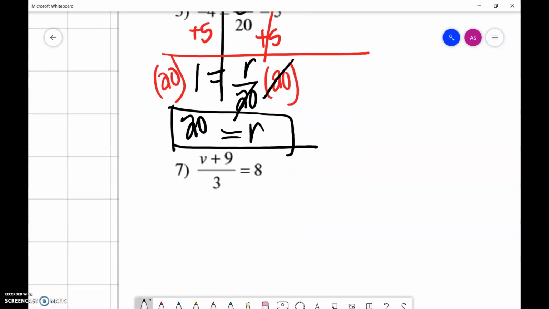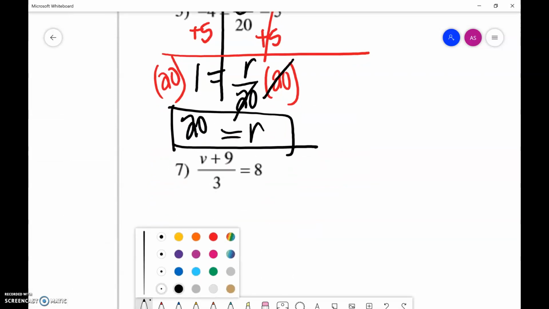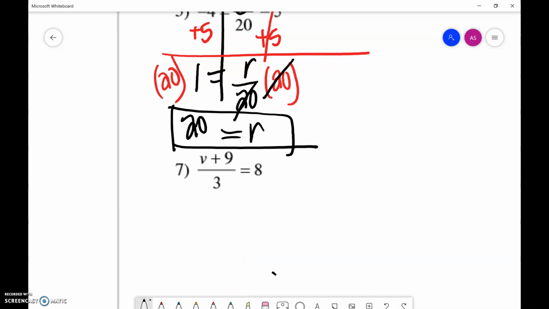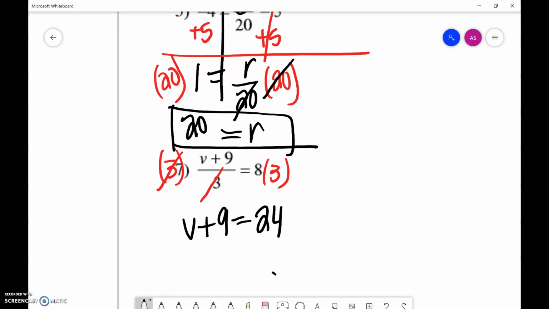All right, so this next problem looks a little fun, but it's not as bad as it looks, okay? You have a bigger fraction, but it's still the same concept. Since I have division, I'm still going to multiply, and I'm going to multiply by my denominator. So when I multiply both sides by 3, that cancels out. I have left v plus 9 equals 24. Now I still want this v by itself. So I have positive 9, which means I want to subtract 9 from both sides. Okay, my 9's will cancel out. And I'll be left with v equals 15.